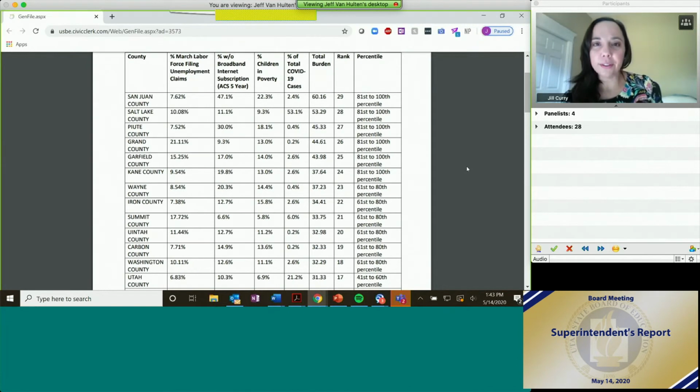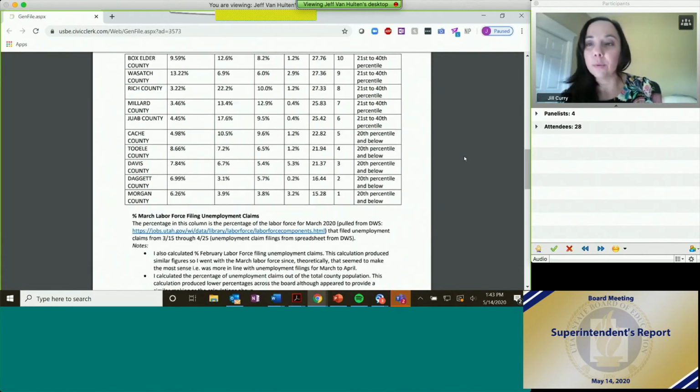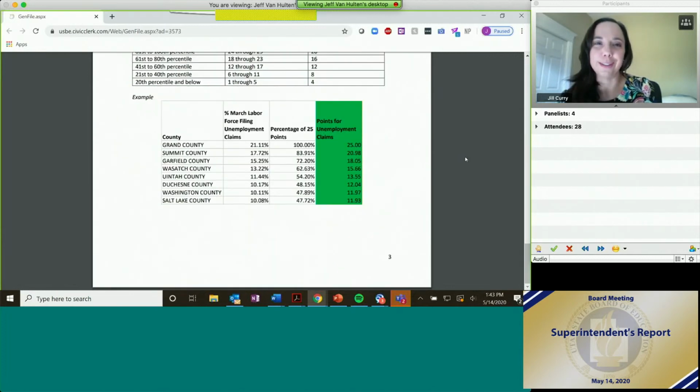Okay, so to calculate the total burden for each indicator, the county with the highest percentage gets 25 points. So they receive the full point value. All other counties receive a portion of 25 points based on the percentage of their burden relative to that county with the highest burden for that indicator. And Jeff, if you could go to the bottom of the last page, I'll walk you through what that calculation looks like. Here you can see an example I pulled.